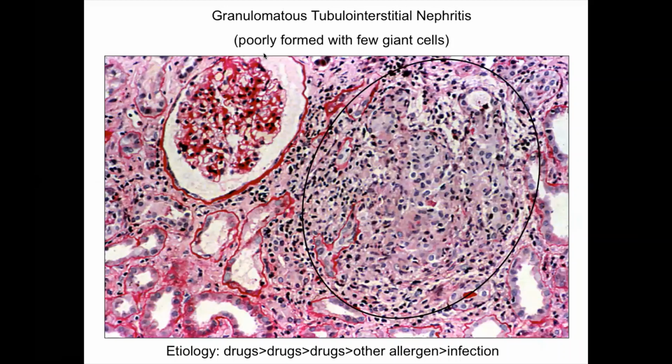If we have granulomatous inflammation, meaning poorly formed granulomas with a few giant cells, think predominantly that this is due to drugs rather than thinking this is due to sarcoidosis or infection. Rule out: look at the list of drugs that the patient is on and make sure that this is not due to drugs.